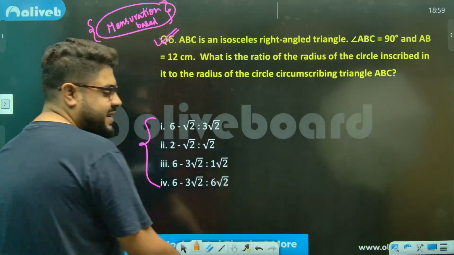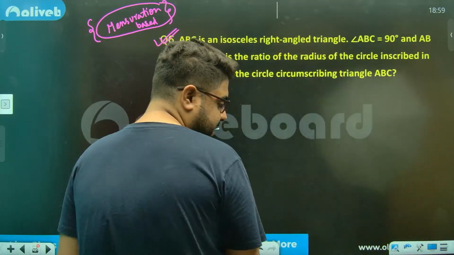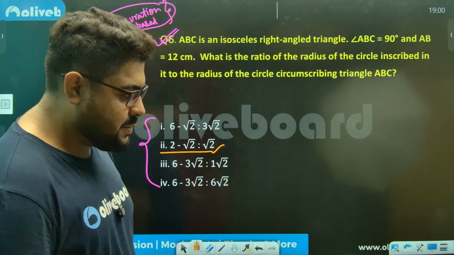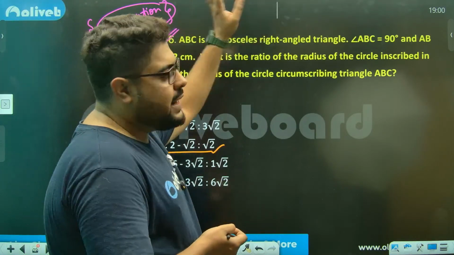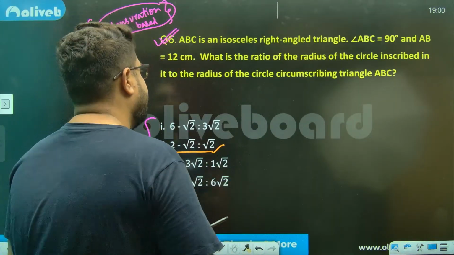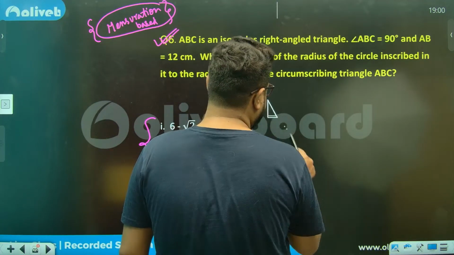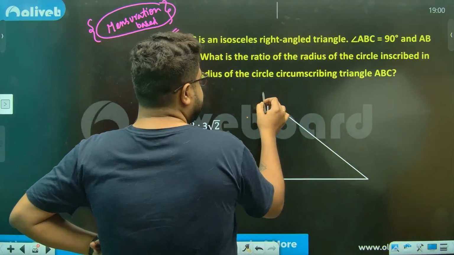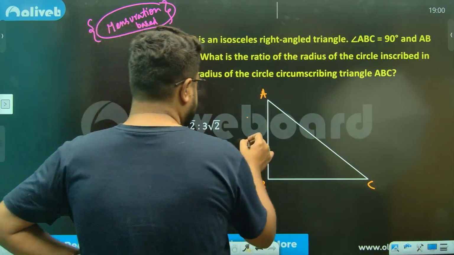Ritik has given answer as B, second option. Dev has also given an answer. I've got two answers, both saying B. ABC is a right angle isosceles triangle. ABC given, AB given. I think this question is not that difficult, not as difficult as it seems. ABC is 90 degrees. AB is 12.